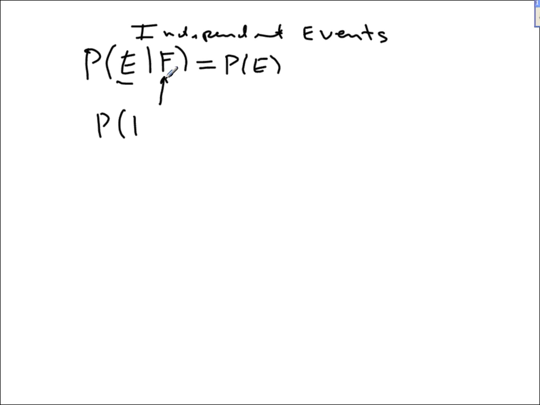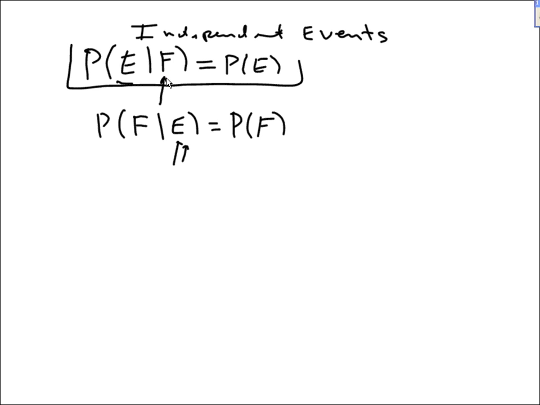Likewise, the probability of F happening given that E happens. If E and F are independent, knowing that E happened does not affect the probability of F happening. It's just simply P of F. Knowing the outcome of one does not affect the outcome of the other. We could say, or our textbook can say, that what I just boxed is the definition of independence.